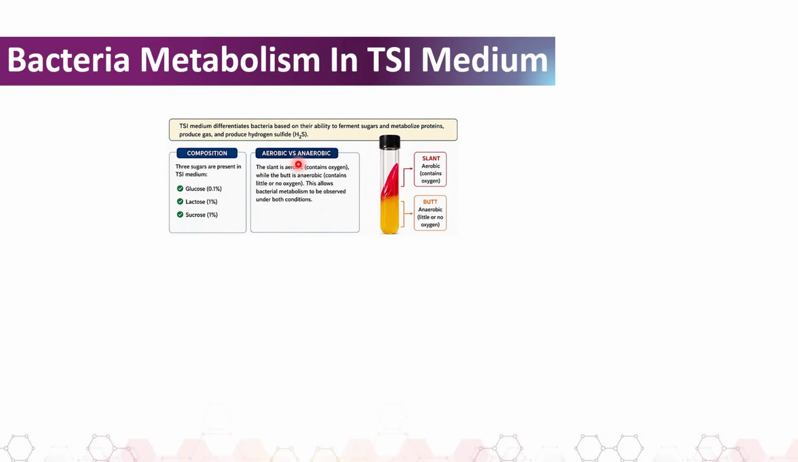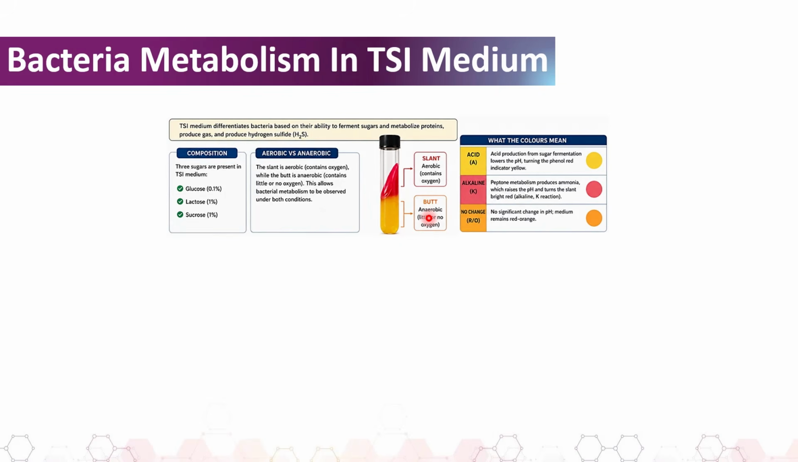For aerobic and anaerobic metabolism, the slant, which is rich in oxygen, creates an aerobic environment, whereas the butt, which has little or no oxygen, creates an anaerobic environment. And these two conditions or environments allow bacterial metabolism to be observed under both conditions.